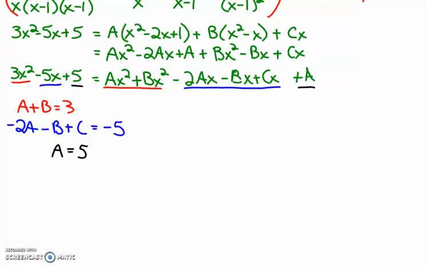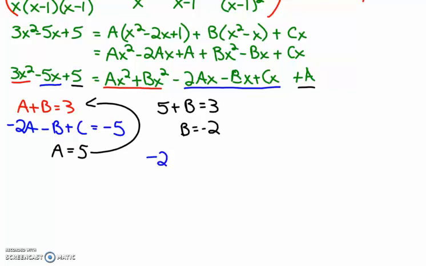So we can plug the a into the first equation. So 5 plus b equals 3. So b equals negative 2. So now we know a and b. And then we can plug those into our blue equation, negative 2a minus b plus c equals negative 5. So negative 2a, and we know that a was 5, minus b, which was negative 2, so that's minus negative 2, plus c equals negative 5.